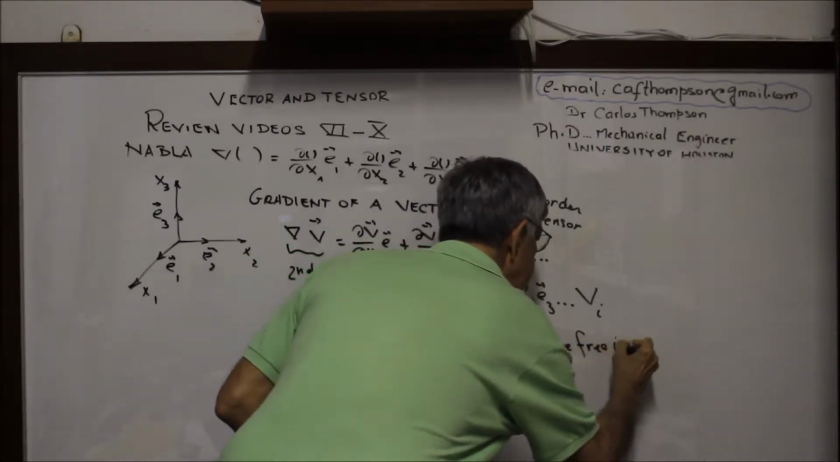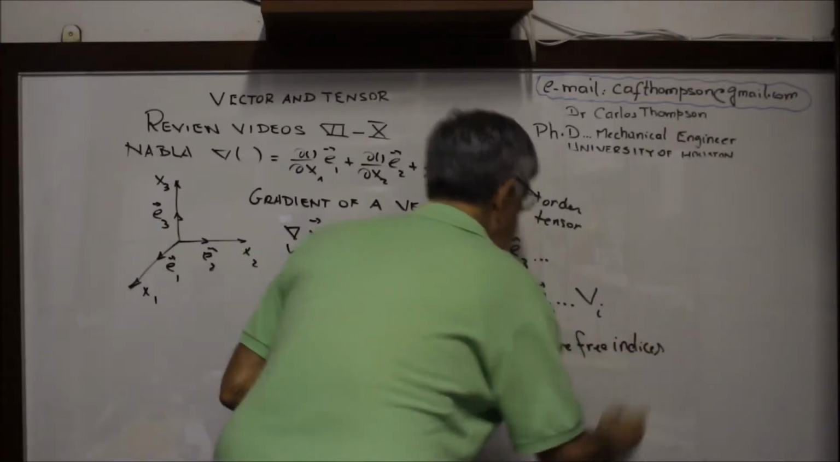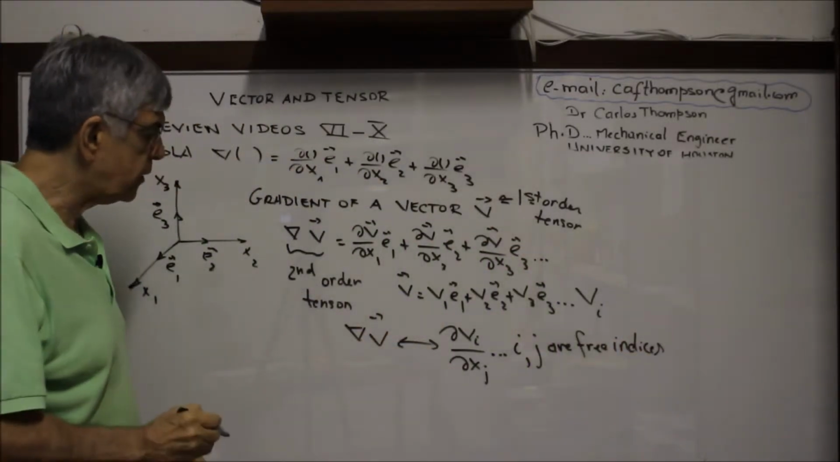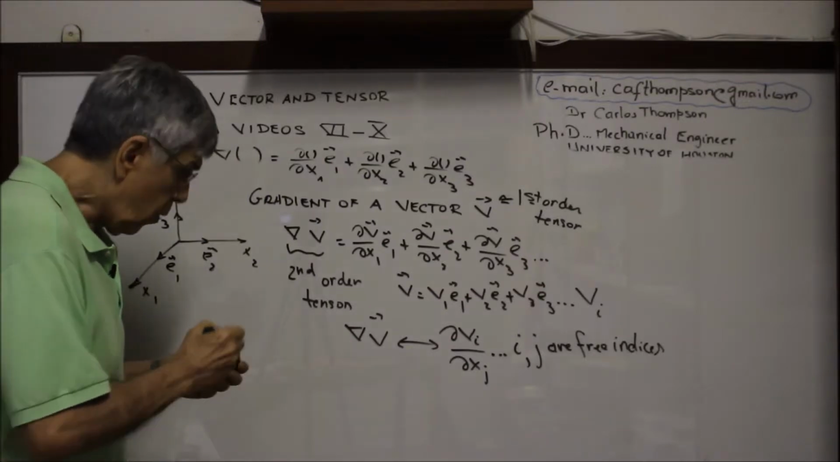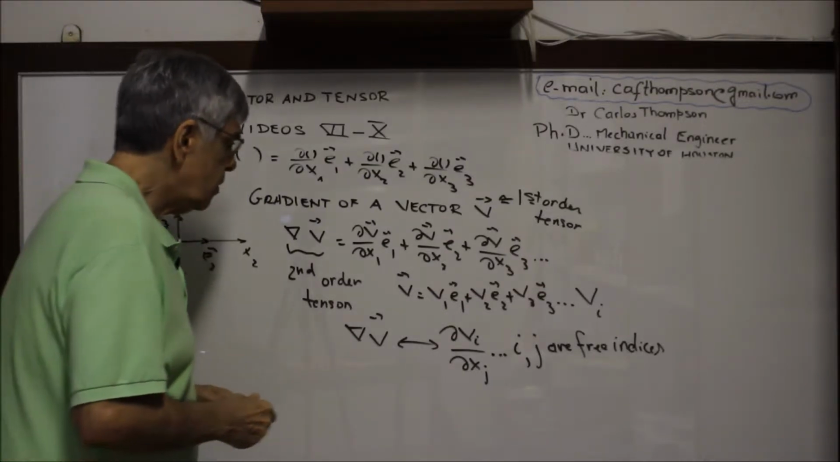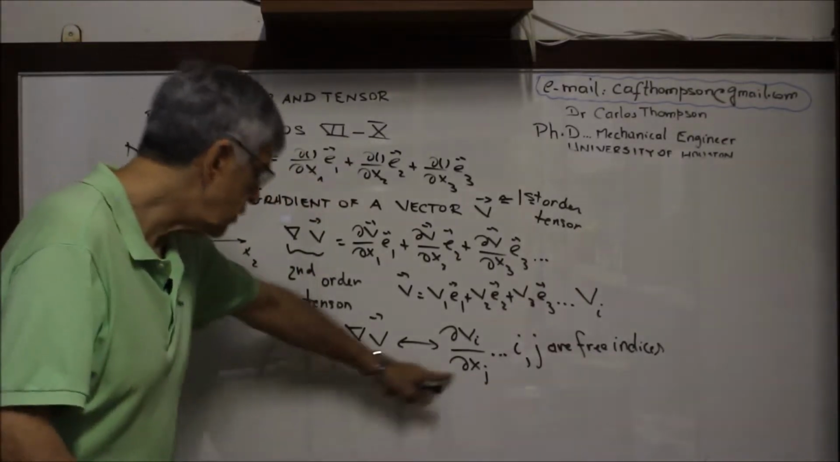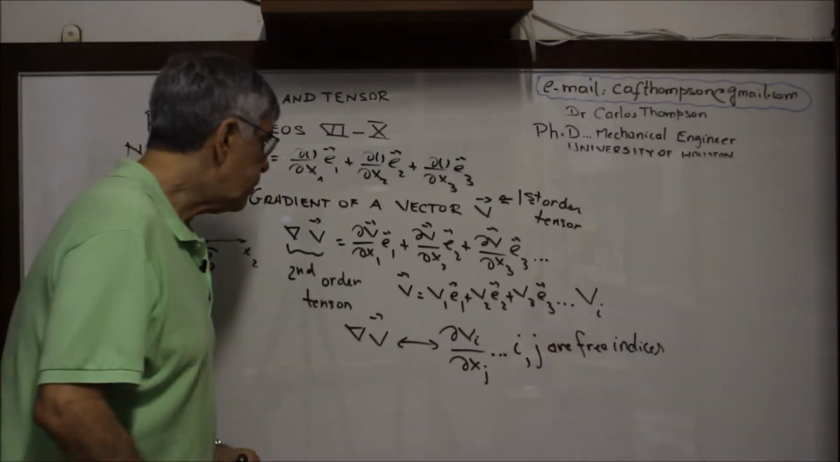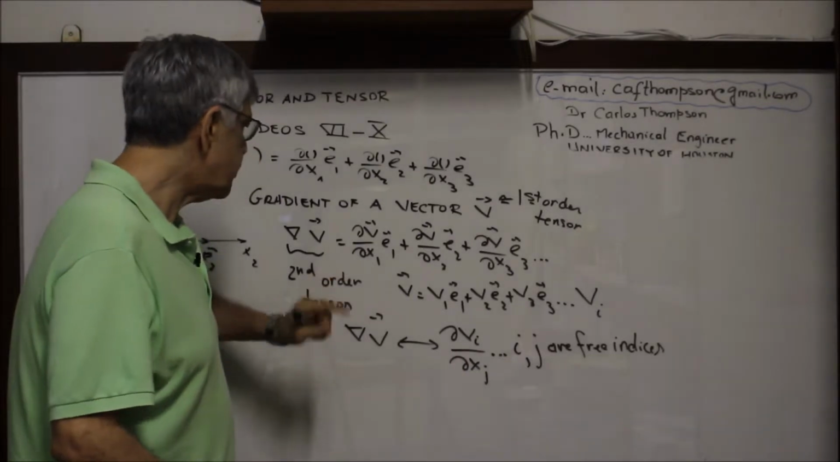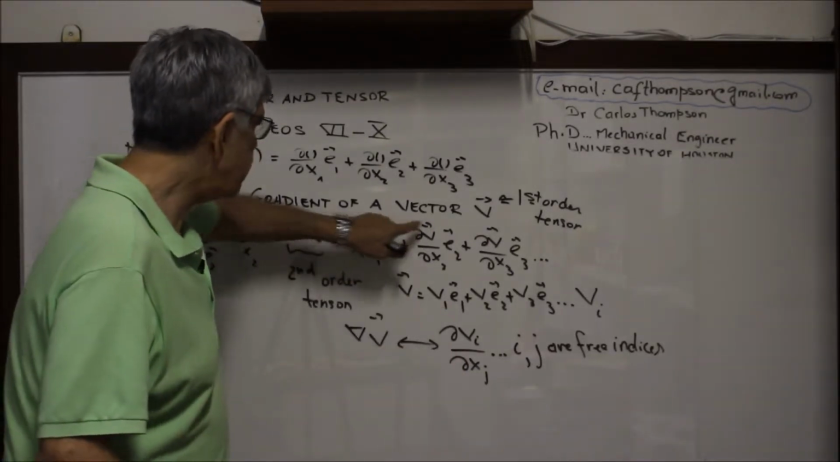are free indices. See, that's a second order tensor. Now, suppose, okay, the first time, I want to see this. Let's substitute v on each of these.